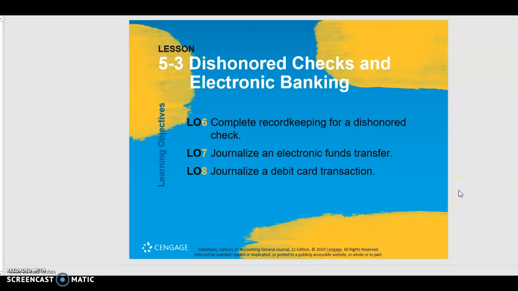In this lesson, 5-3, we're going to learn about dishonored checks and electronic banking. So we are going to be learning about record keeping for a dishonored check. We're going to learn how to journalize an electronic funds transfer and how to journalize a debit card transaction.